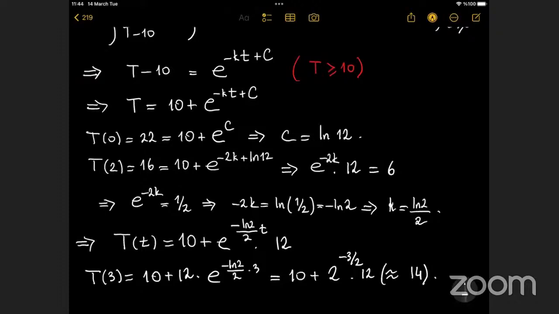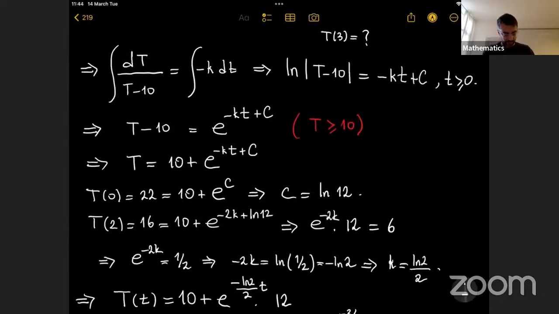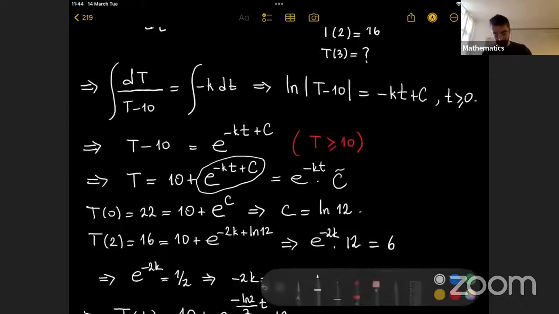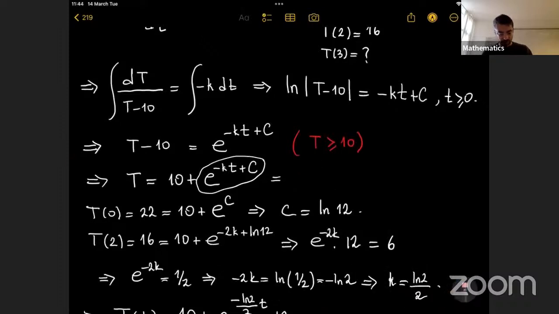Yeah, you could write, in the solution, instead of writing like this, you could write e to the minus kt times c, or c tilde, whatever, because e to the c is another constant, and you can go ahead with that. You will get the same, okay? Any other question?